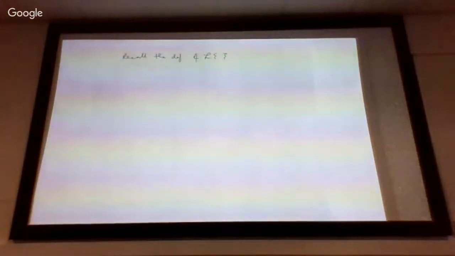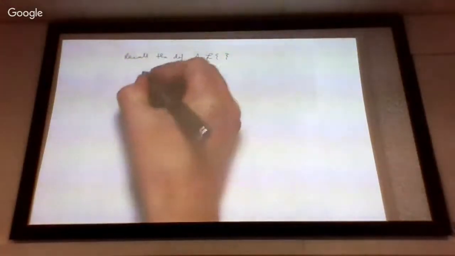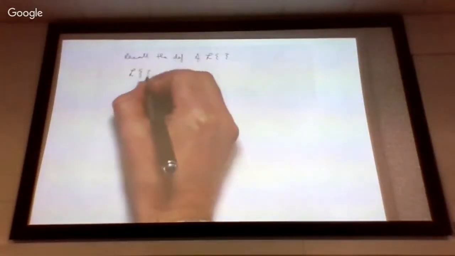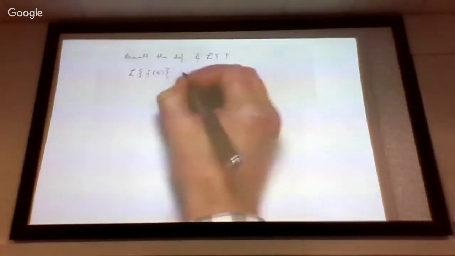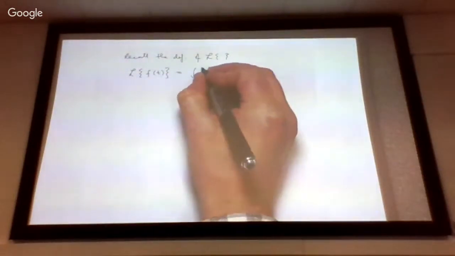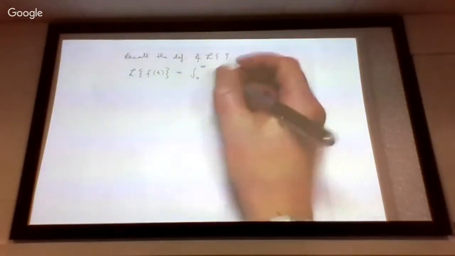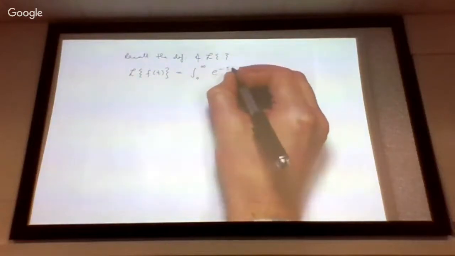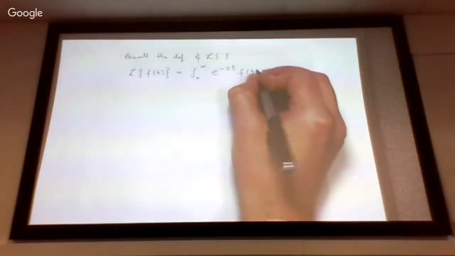So we met the definition of the Laplace transform, and we're going to see our first few examples now. So for a function f of t, the Laplace transform of f of t is defined as this integral, the integral from 0 to infinity of e to the minus st f of t dt.